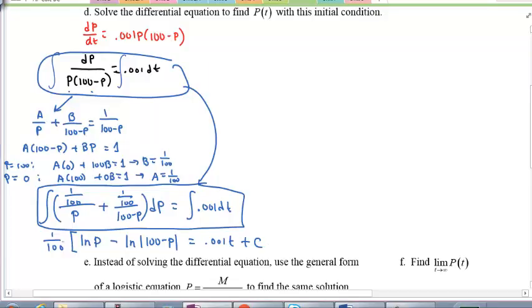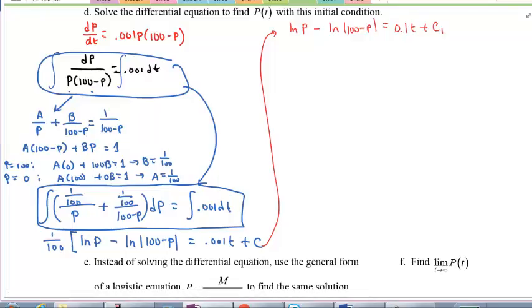If you want to remove that 1 over 100, I can multiply both sides by 100. Okay. And then I'll get the following up here. I'll get the natural log of p minus natural log of 100 minus p equals, I guess that's 0.1t, and I'll call this some other constant. Let's call it c1. So far so good, I hope.